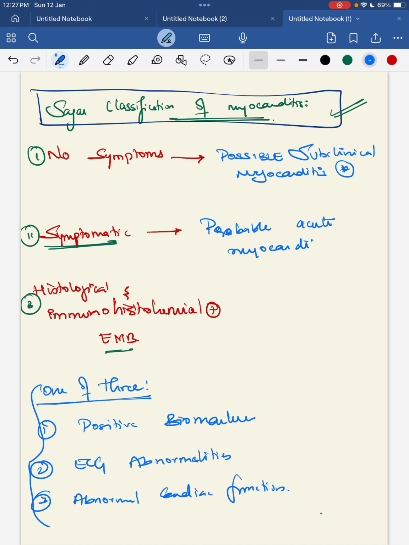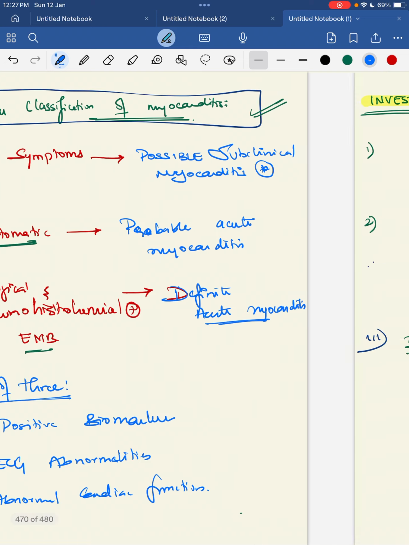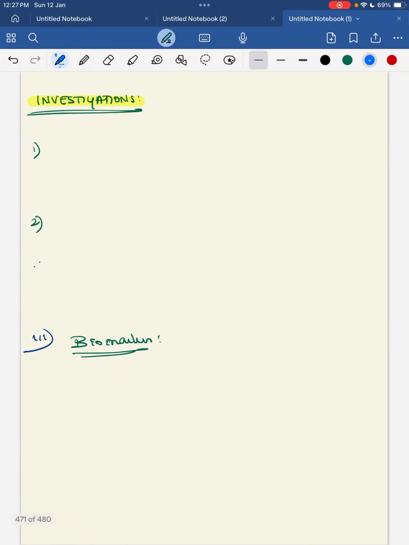Coming to the investigation, we have first line and second line investigation. In first line investigation, everything must be done. When you suspect a child to have myocarditis, then you have to do all your first line investigation. First one will be your acute phase proteins, or acute phase reactants. We have already discussed this separately in another video, so kindly go through that.